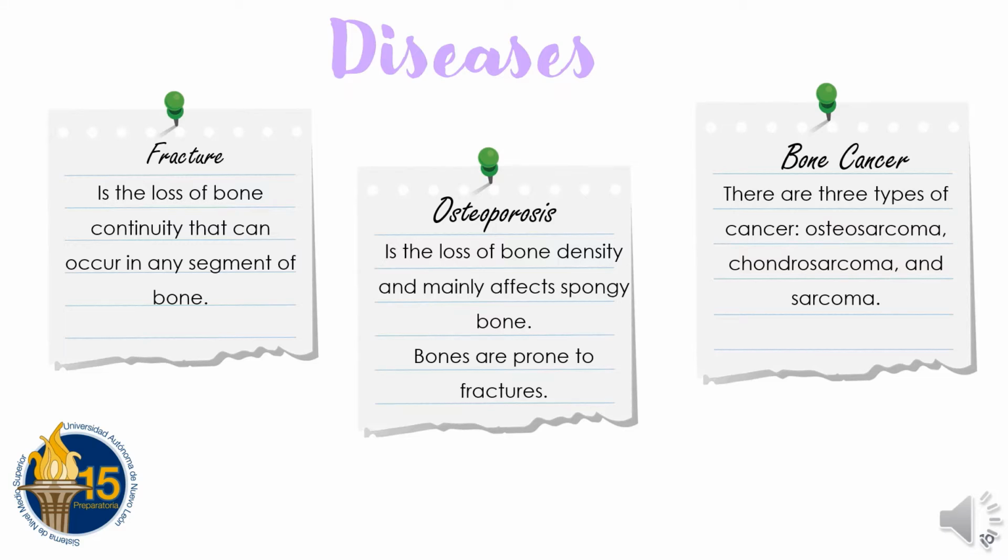Bone cancer occurs when bone cells begin to grow out of control and displace normal cells. There are three types of cancer: osteosarcoma, chondrosarcoma, and Ewing sarcoma.